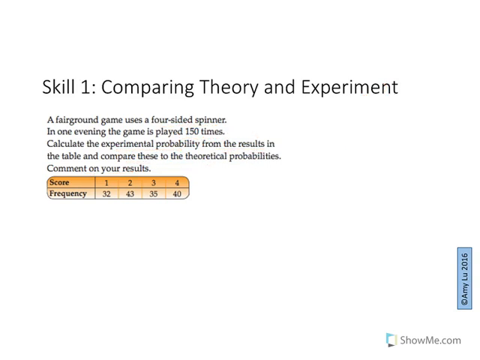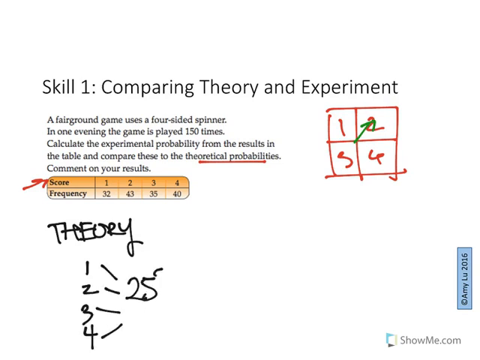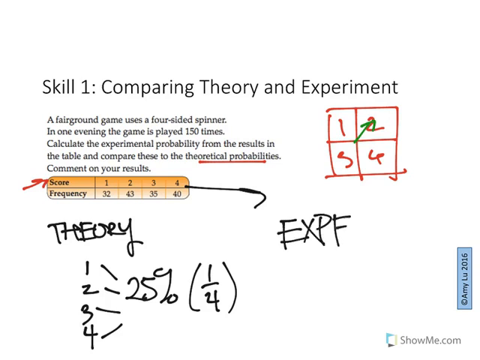So first of all, let's make a prediction. Let's make a theory. I noticed that the scores land on 1, 2, 3, 4. So we have a 4-sided spinner where it lands on 1, 2, 3, or 4, and this spinner is just spinning around and landing on these numbers. So each number, in theory, has a 25% or 1 in 4 chance of being hit. Now, let's look at our experiment and see what actually happened.